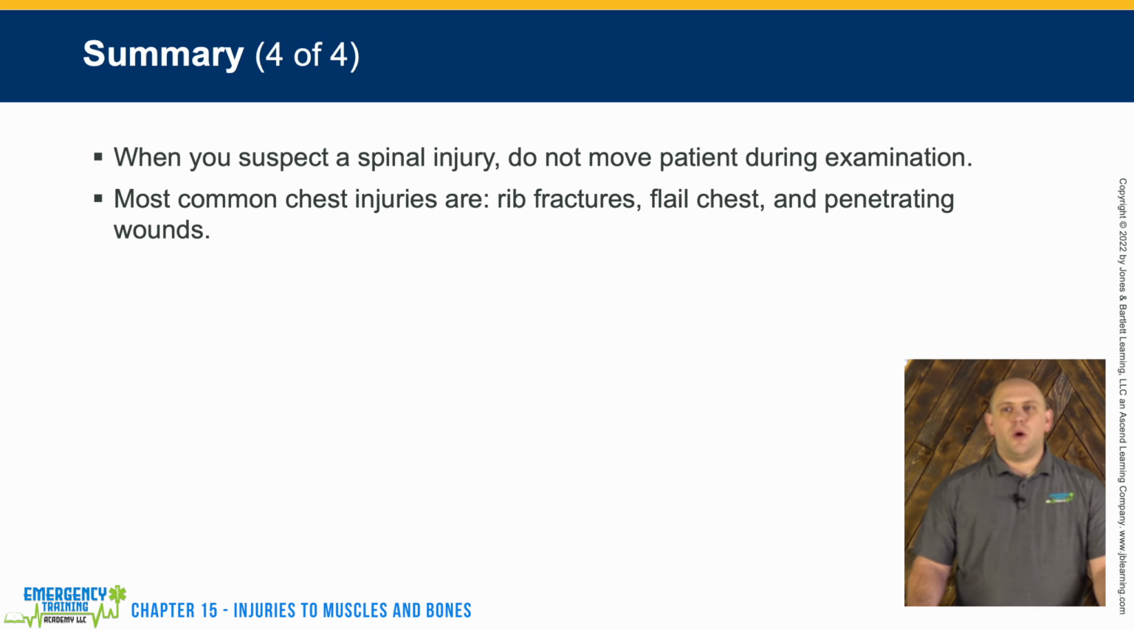Make sure that we're maintaining an open airway, supporting their breathing and monitoring circulation. With these patients, we want to make sure that we are assessing for pulse, motor, and sensation in all of the extremities, not just the injured extremity, and making sure that we are arranging for prompt transport. Most common chest injuries that we're going to see involve rib fractures, flail chests, and penetrating traumas.